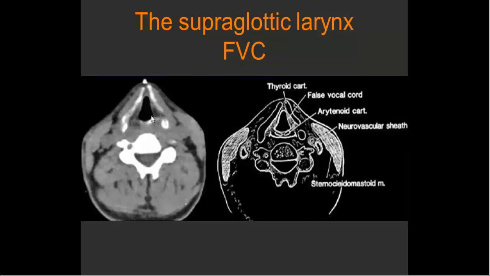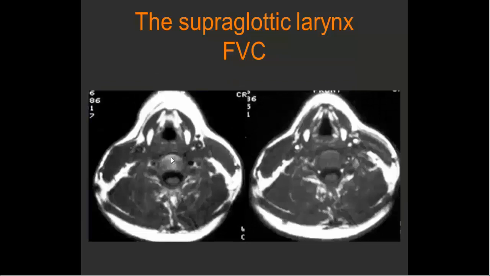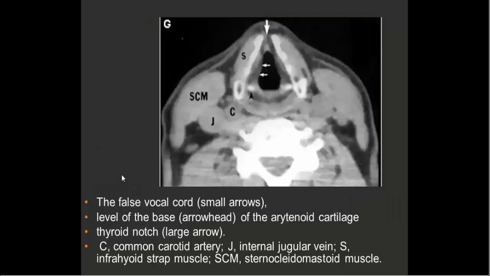This is the false vocal cord, again, on MRI. It has fat density, so on T1 it is a high signal, attached posteriorly to the apex of the arytenoid cartilage and anteriorly to the thyroid cartilage. This is the false vocal cord, as we see here. It is fat density, at the level of the base of the arytenoid cartilage and the thyroid notch. This is the thyroid notch, and this is the base of the arytenoid cartilage.